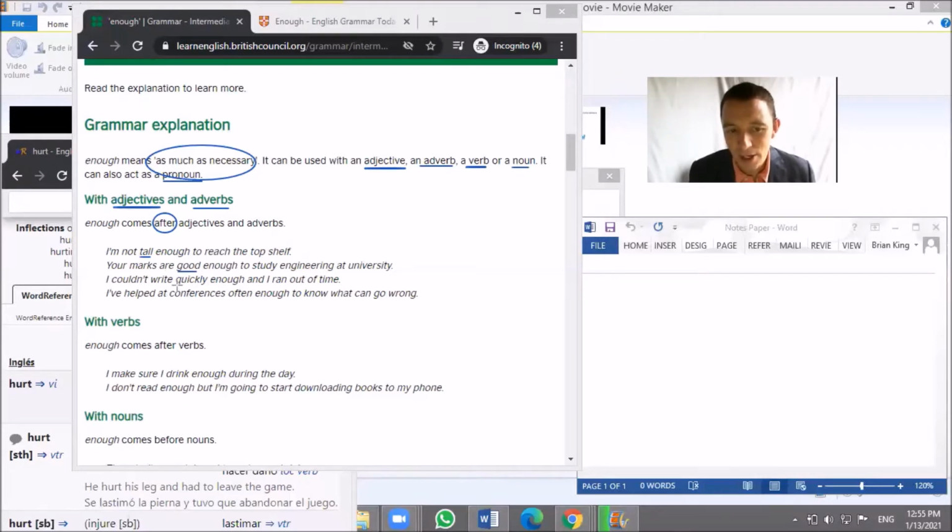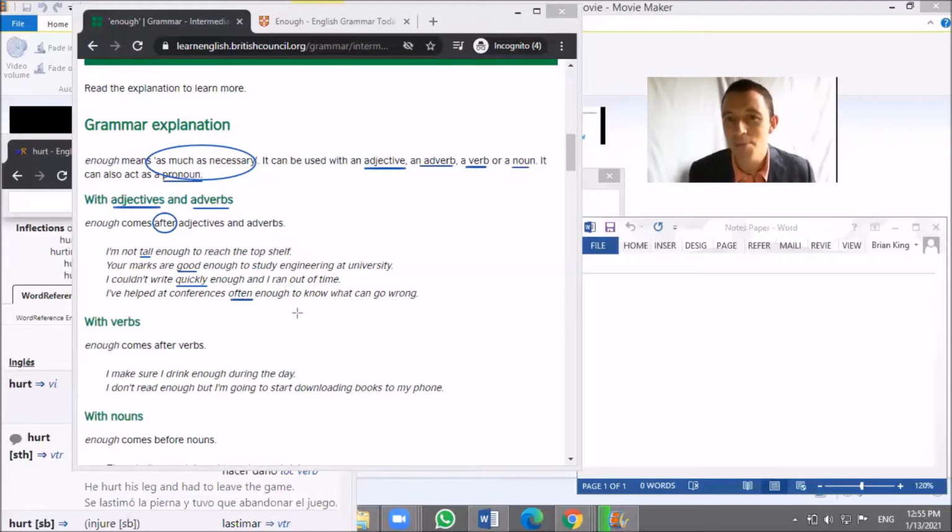Quickly enough. So adverb, I could not write quickly enough. Okay, so that's very, very important. And then the phrasal verb to run out of time is when you have no time left. Falta de tiempo. Okay, you have no more time. But the position of enough is after the adverb. Okay, I've helped at conferences often enough, and again, I think often is an adverb.